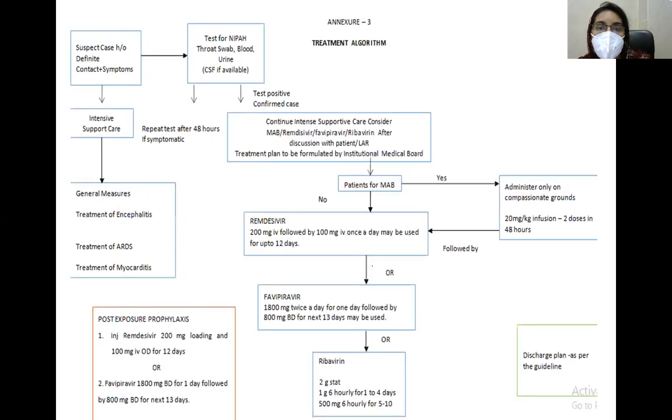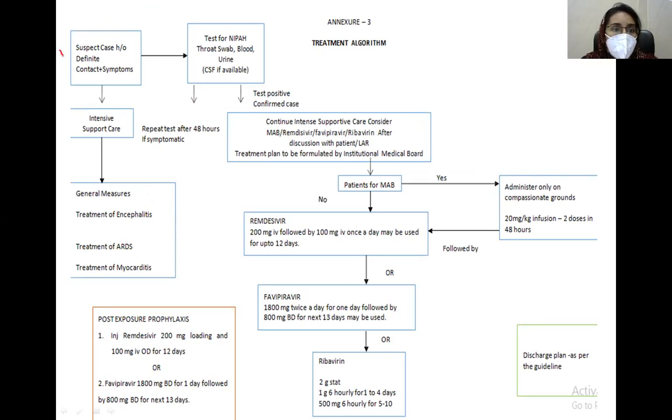So this is the diagnostic algorithm, a little smaller font, I think, but I didn't want to cut it because it is such a complete document. I request all the viewers to go back and refer to the 5th September 2021 document by the Government of Kerala. A very beautifully written document and concise also. In the treatment algorithm, let me see.